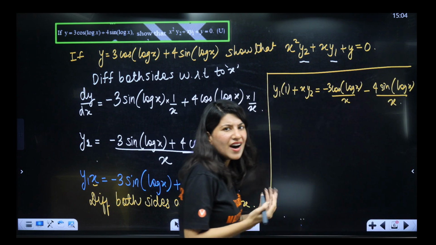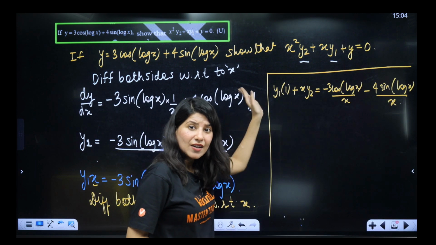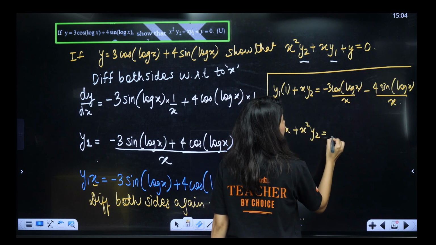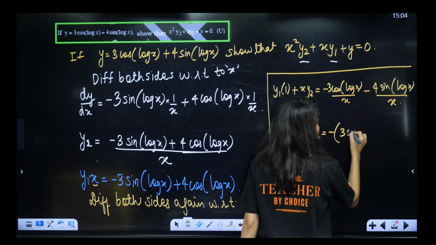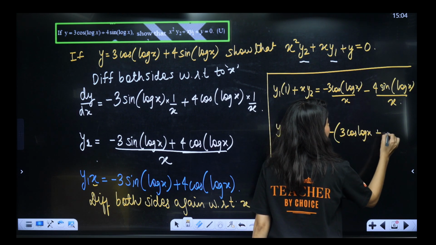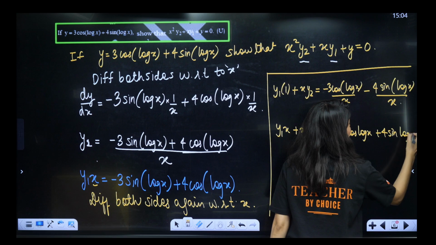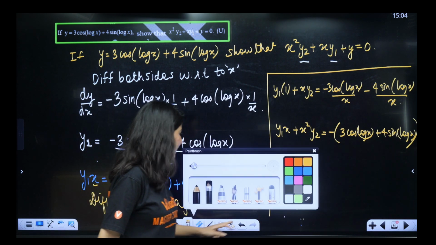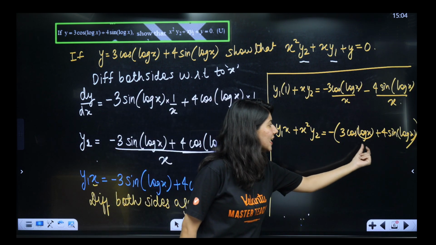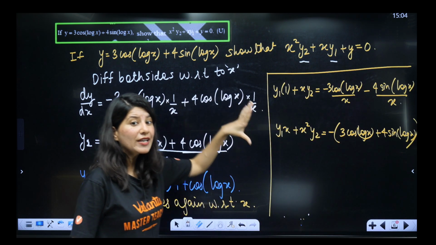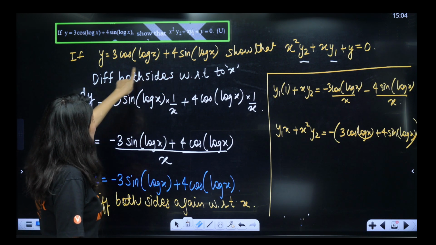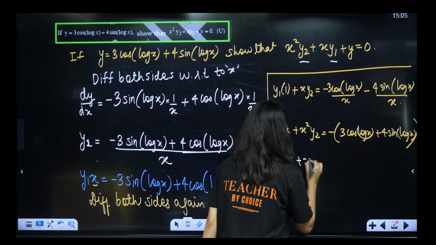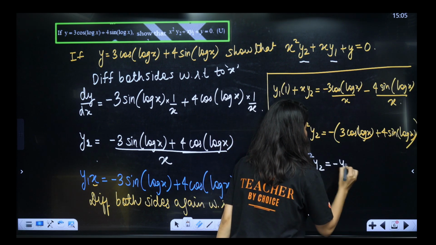Now what you have to do is again just shift this x to the left hand side. So y1 x plus x square y2 will be equal to, if I take the minus sign common, 3 cos log x plus 4 sine log x inside the bracket, and you're done. Right? Yes. Okay. On the right hand side, 3 cos log x plus 4 sine log x. Can you just see? We are exactly getting my original question. So y1 x plus x square y2 is equal to minus y.